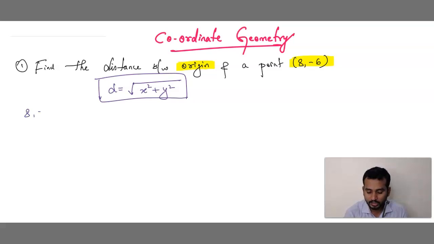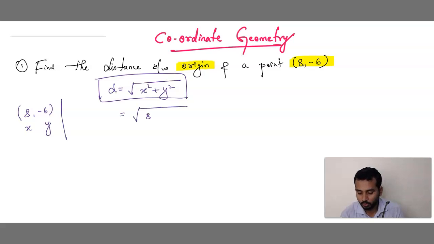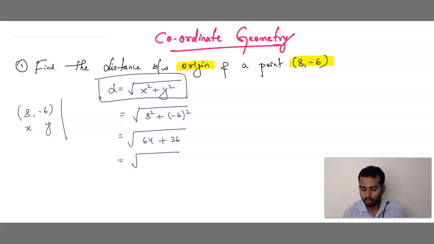Here 8 comma minus 6, can you see here? So 8 is x, minus 6 is y. We just substitute these values. Root of x square, x is what? 8 square, plus y is minus 6 whole square, is equal to 8 square 64 plus minus 6 whole square, minus 6 into minus 6, minus into minus is plus, 6 6s are 36. So that's nothing but root of 64 plus 36, that is 100.